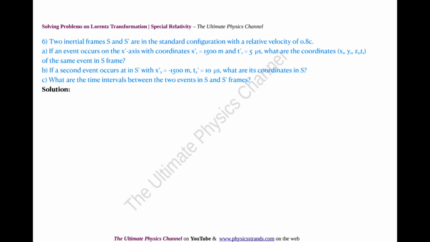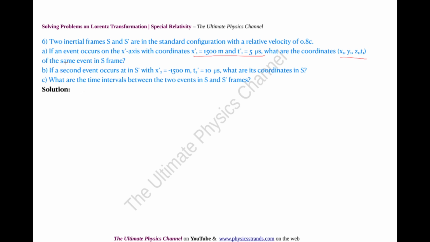Okay, let us continue to do the sixth problem. Two inertial frames S and S prime are in the standard configuration with a relative velocity of 0.8c. If an event occurs on the x prime axis with coordinate x1 prime equal to 1500 meters and t1 prime equal to 5 microseconds, what are the coordinates x1, y1, z1, t1 of the same event in the S frame? Here the coordinates are given in S prime initially, and then we have to use the Lorentz transformation to get the coordinates of the same event in the S frame.